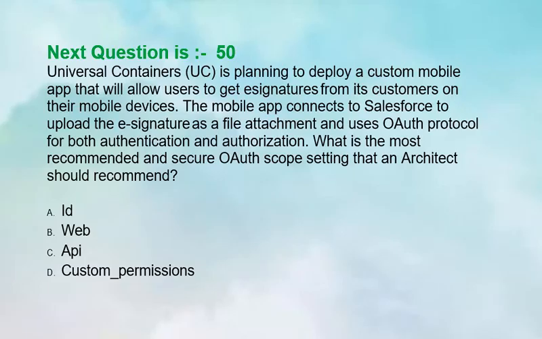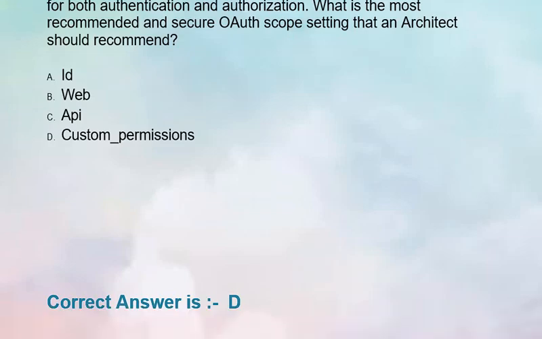Option A: ID. Option B: Web. Option C: API. Option D: custom_permissions. Correct answer is option D.